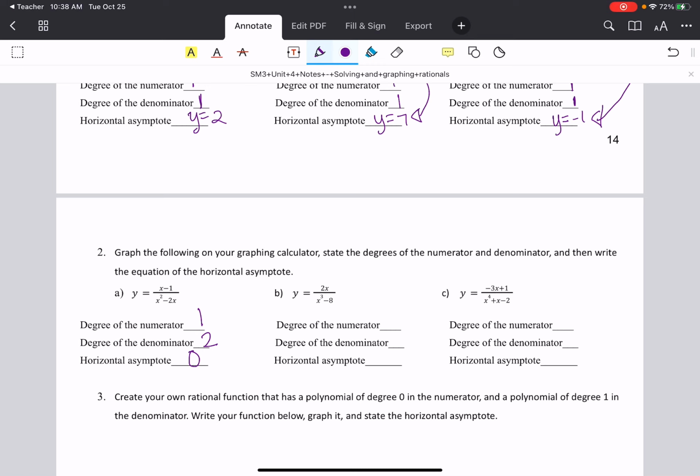So good. What is the degree of this numerator? This one, denominator, 3. What do you think the, oh, guys, I made a mistake. What mistake did I make? Thank you. Oh, look at you guys. What do you think the asymptote of this one will be? 0. Why? 1,000 over 1,000 times 1,000 times 1,000.